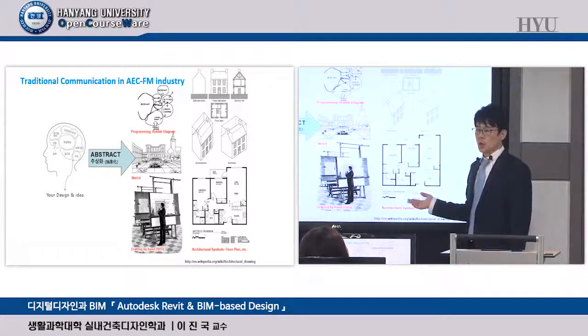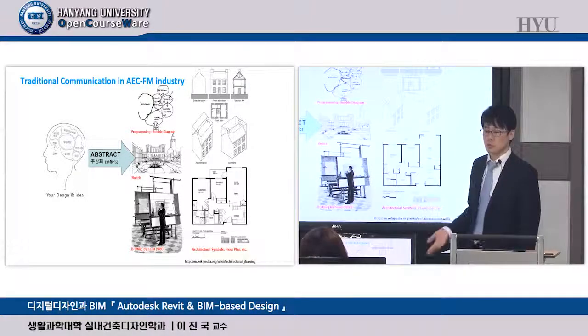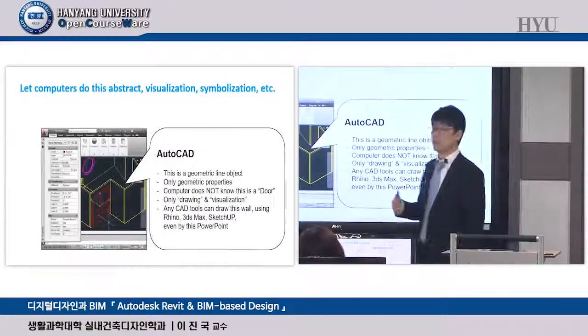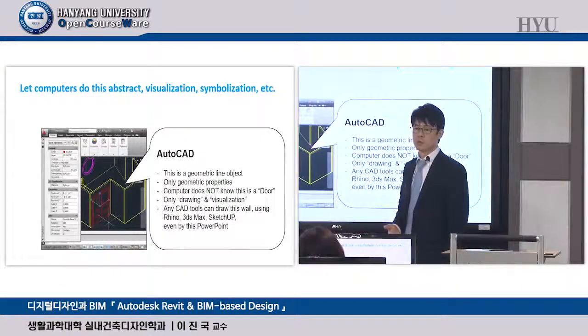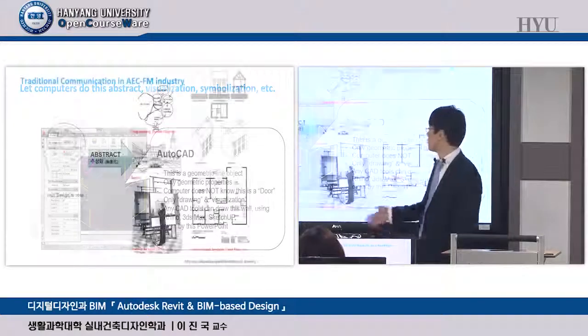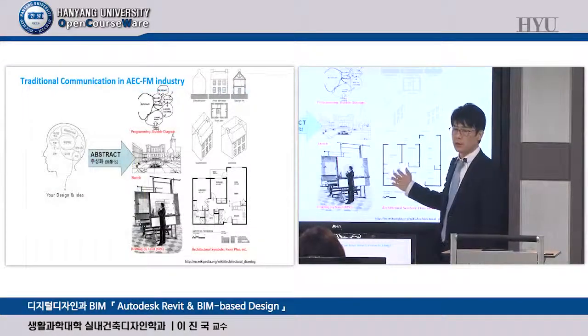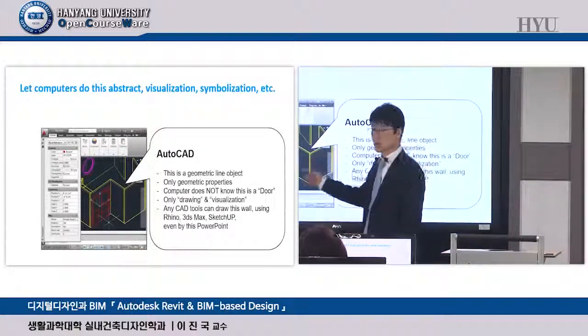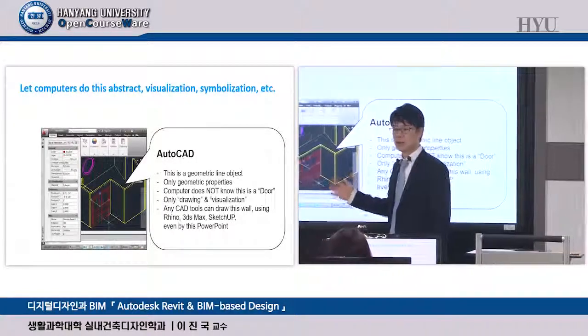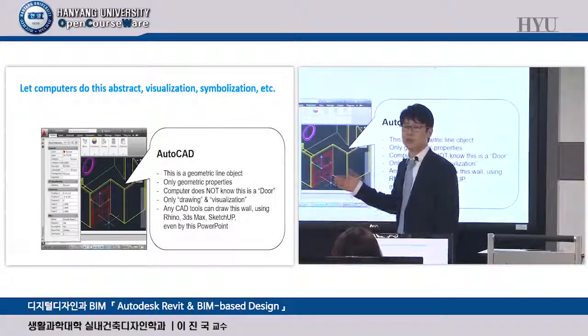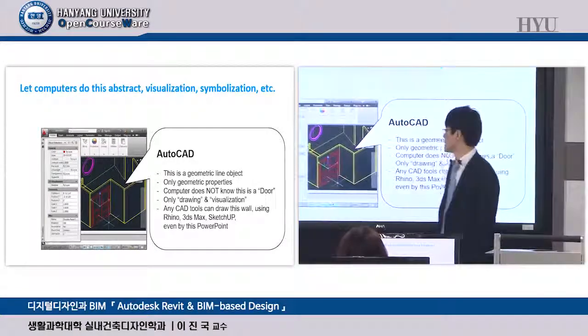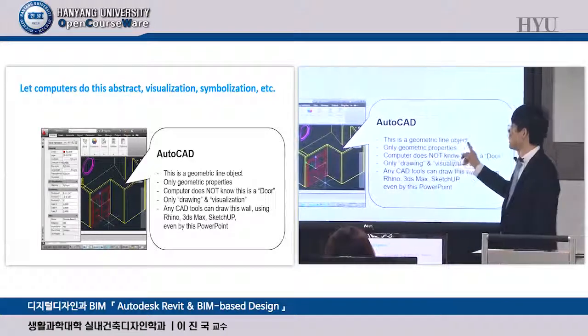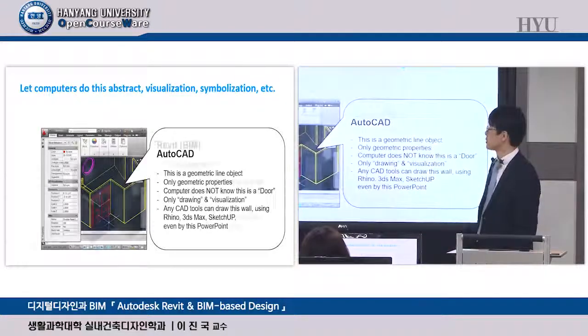So all this process was conventional before computers, but nowadays we use computers. At the beginning of computing, we used computers for what we had drawn, okay? For drawing. We used computers only for drawing. That is why AutoCAD, SketchUp, Rhino, 3D Max, they are all about design visualization and drawings, okay? This is a geometric line object, not a door object.